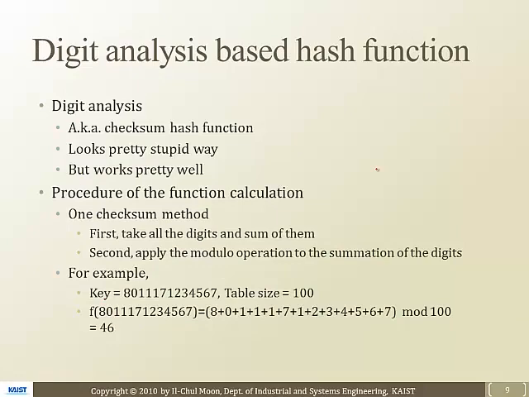And finally, the digit analysis based hash functions. That's what is actually called the checksum hash function. It's very often utilized in the communication field. It looks like a pretty bad, stupid way, but it actually works pretty well. The procedure is this. The checksum method first takes all the digits and sums all of them, and second applies the modulo operation to the summation of the digits. For example, if we have this key and the table size is 100, we just add up every value here and take modulo 100, and it's going to be 46.